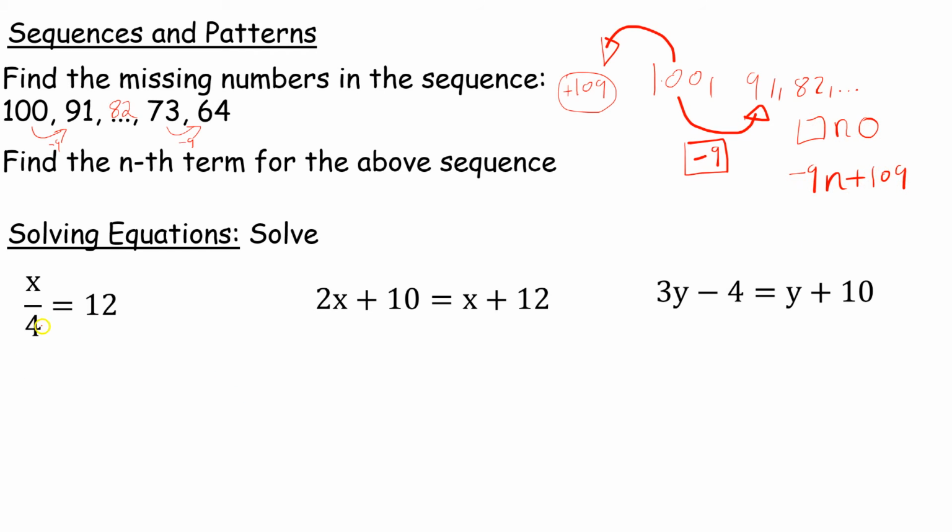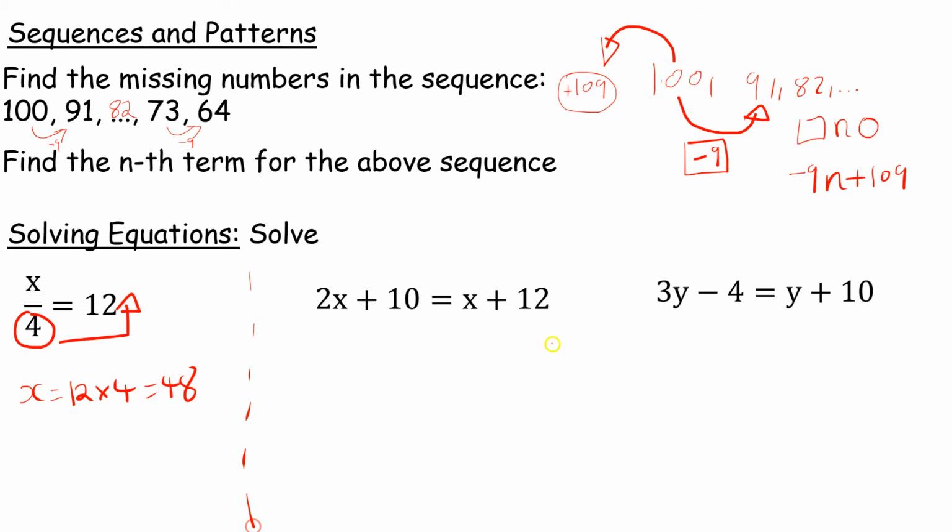To solve these equations, these are slightly trickier than before. The first one, I need to multiply by 4 because 4 is being divided by. So I bring the 4 up the escalator to become a multiply. So I have x equals 12 times 4, which is 48.